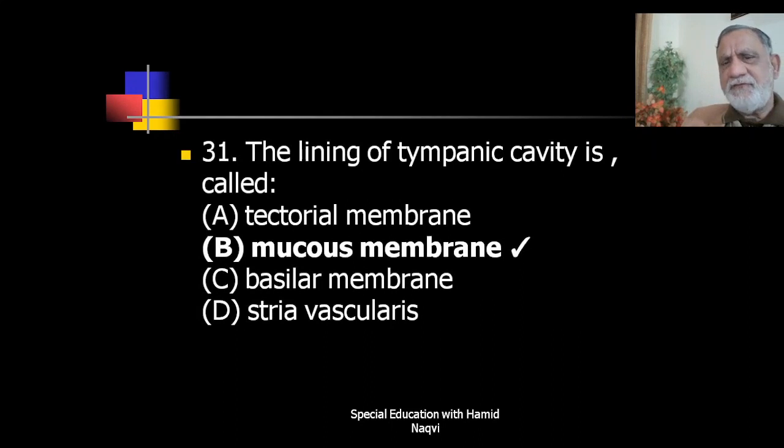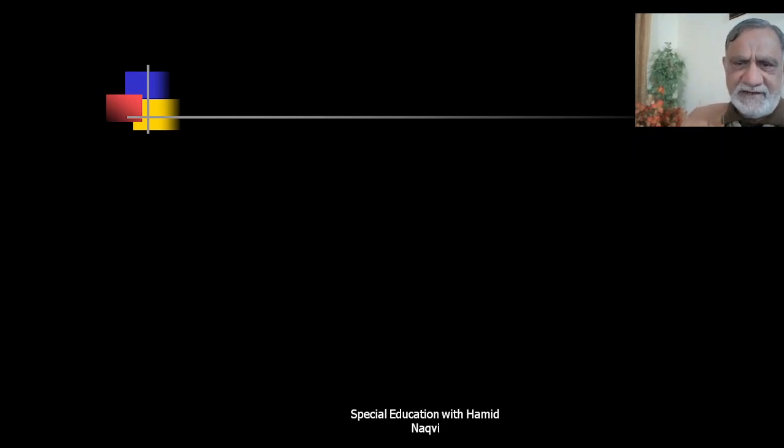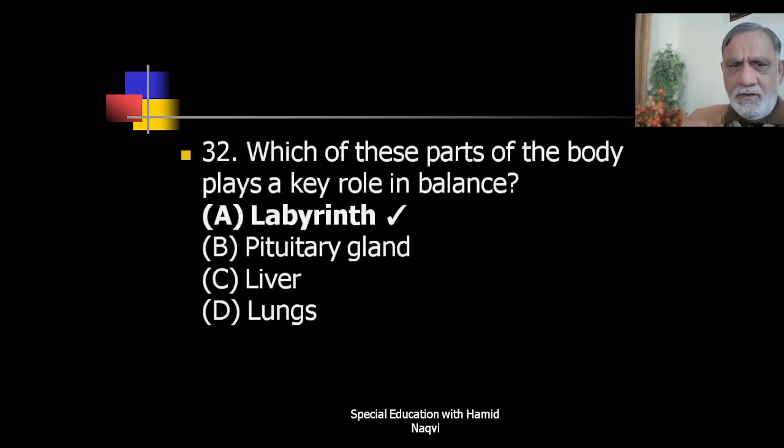The lining of the tympanic cavity, again from the HIC field, is called tectorial membrane, mucous membrane, basilar membrane or stria vascularis. The second one, mucous membrane, is correct. Which of these parts of the body plays the key role in balance? Again from the HIC field. Labyrinth, pituitary gland, liver or lungs? The first one is correct.